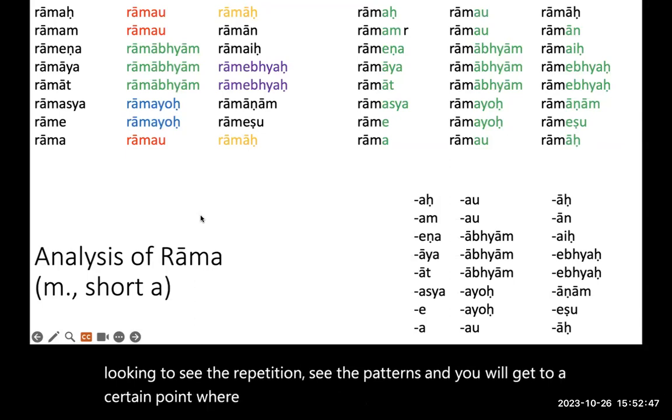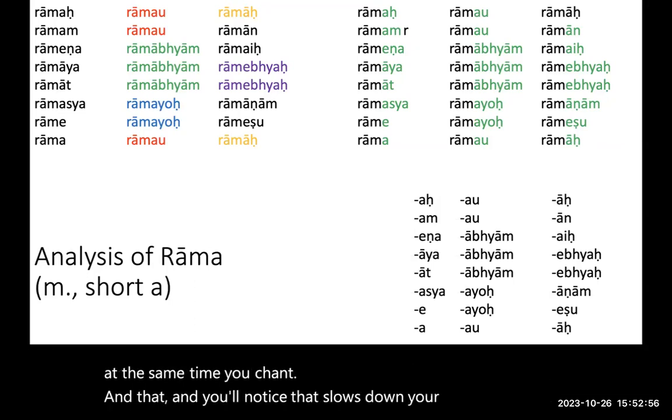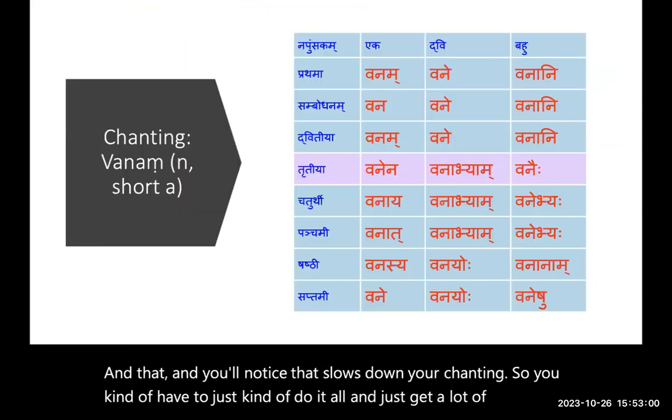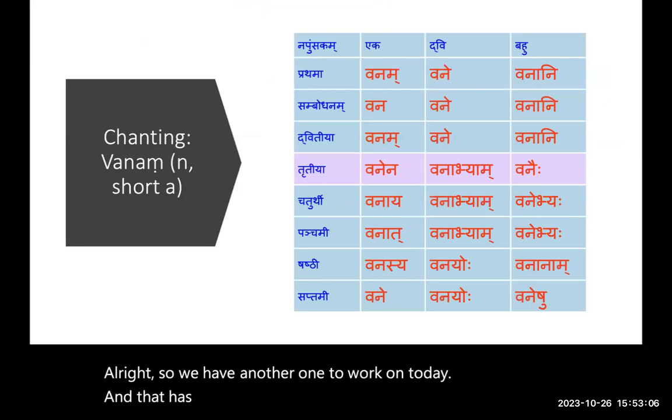where you'll also find yourself visualizing the words at the same time you chant. And you'll notice that that slows down your chanting. So you kind of have to just do it all and get a lot of practice. All right, so we have another one to work on today, and that is vanam. Vanam is another short a, and this is in the neuter.